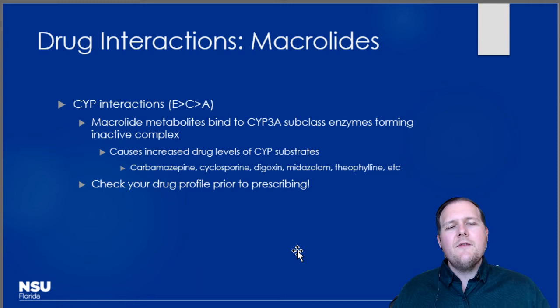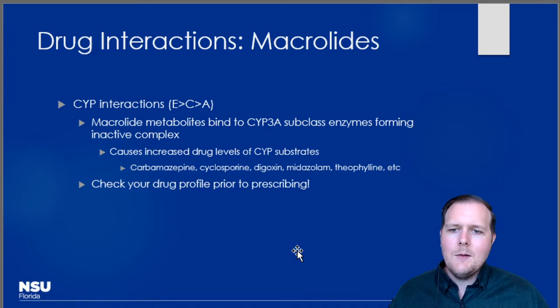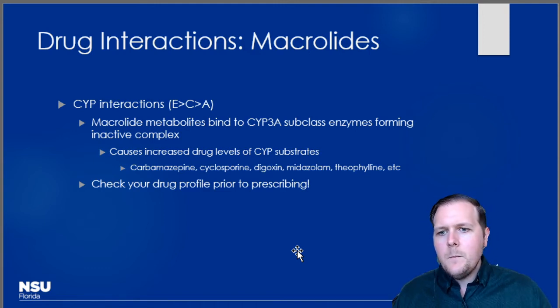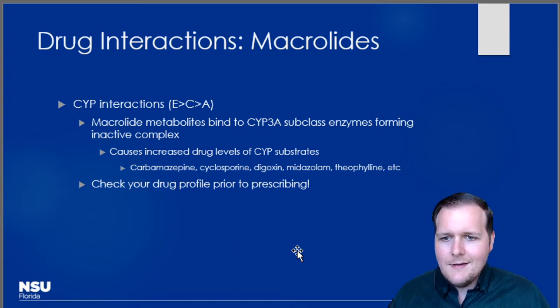So what is that going to do? If it inhibits CYP3A4, what does that do to other drugs that are metabolized by that same enzyme? Well, the levels are going to rise, right? Because I'm not metabolizing them as well, because my enzymes have been inhibited. So a lot of different drug levels can be raised, leading to more toxicity potentially, right?